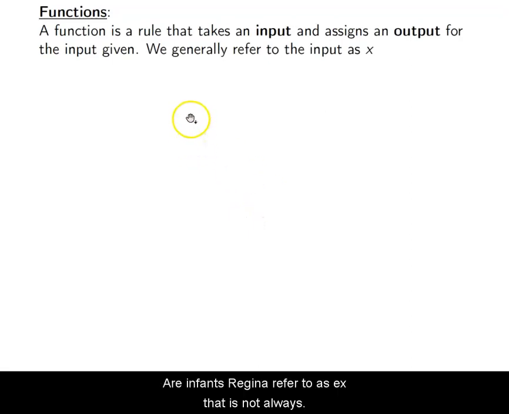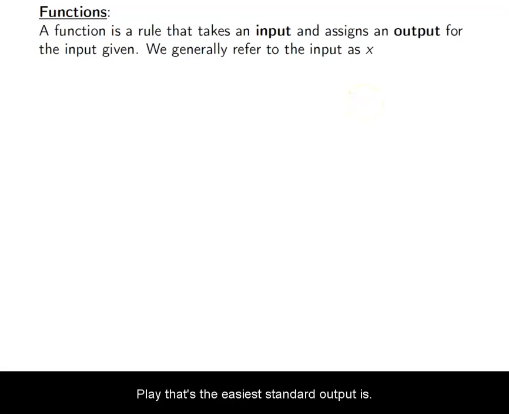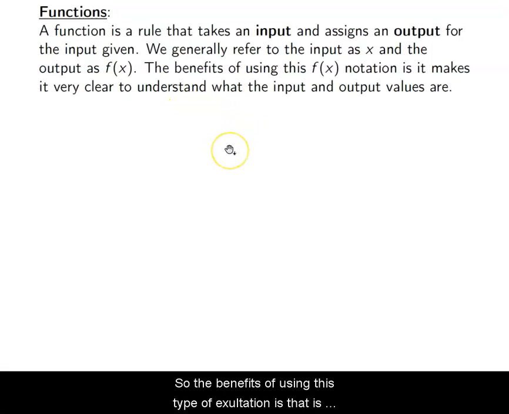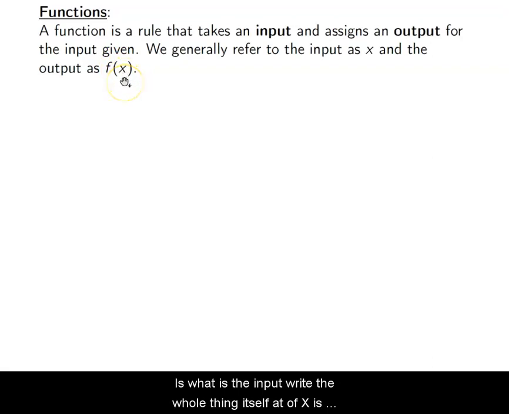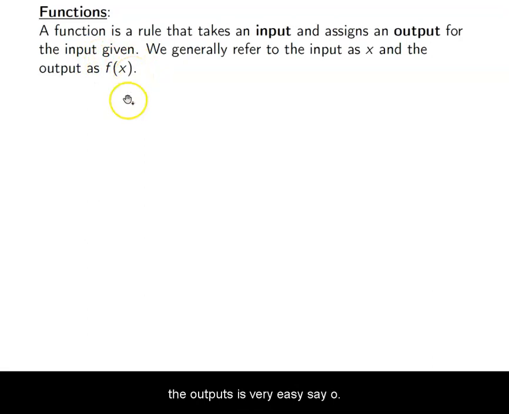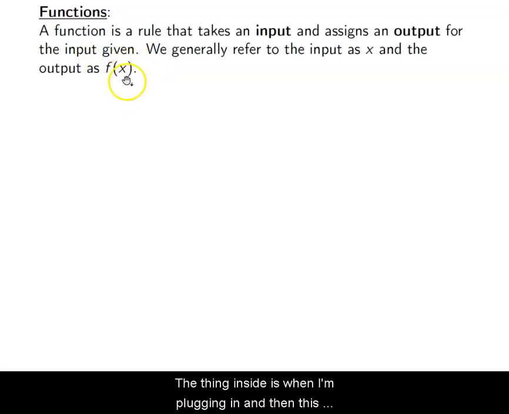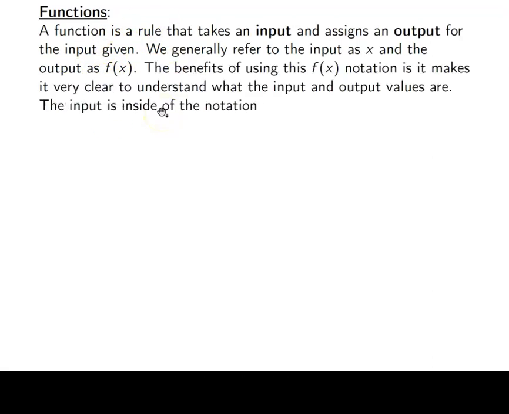Our inputs we generally refer to as x. That is not always the case, but that's the easiest standard that we abide by: the input is x, and the output is f of x, okay? The benefit of using this f of x notation is that it's very easy to understand what's going in and what's coming out. The thing inside of this notation is the input, right? The whole thing itself, f of x, is the output. So it's very easy to say, oh, the thing inside is what I'm plugging in, and then this whole thing, whatever it equals, is my output, right?